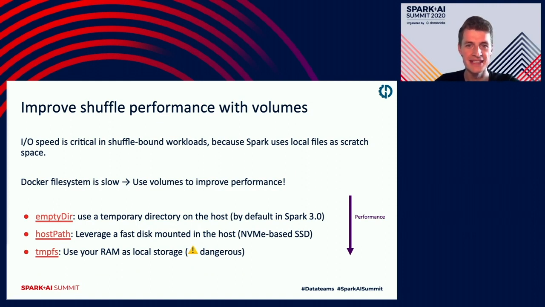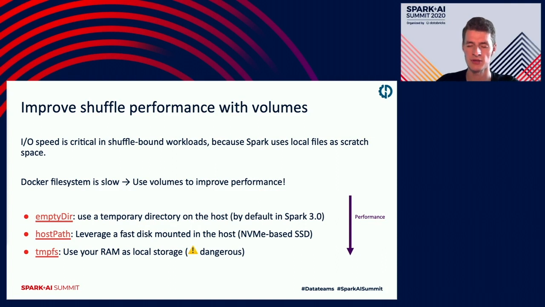Shuffle. If you have a shuffle-bound workload and just run it by default, you'll realize that the performance of Spark on Kubernetes is worse than Yarn. The reason is that Spark uses local temporary files during the shuffle phase, and this causes lots of disk I/O. And unfortunately, Docker file system is slow. To solve this issue, you can mount volumes in the executor pods so that the file system is faster.